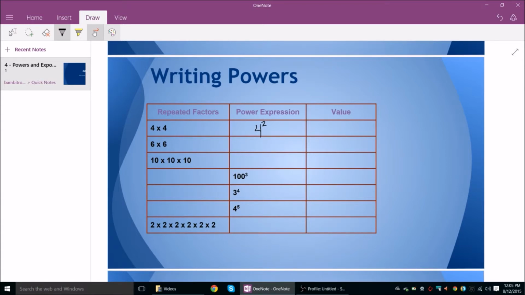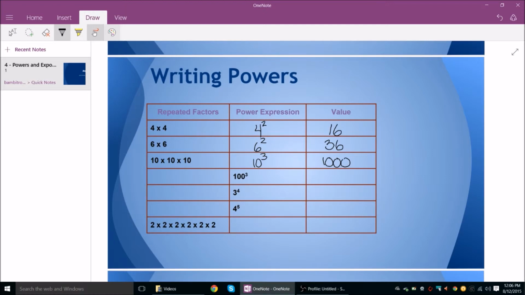And if I actually figured out what this equaled, it'd be 16. Next we have 6 times 6, so 6 is the base, 2 is our exponent again, and that equals 36. This time we've got a 10 being repeated, so that's our base, and it gets repeated 3 times, so it has an exponent of 3, and that would equal 1,000.